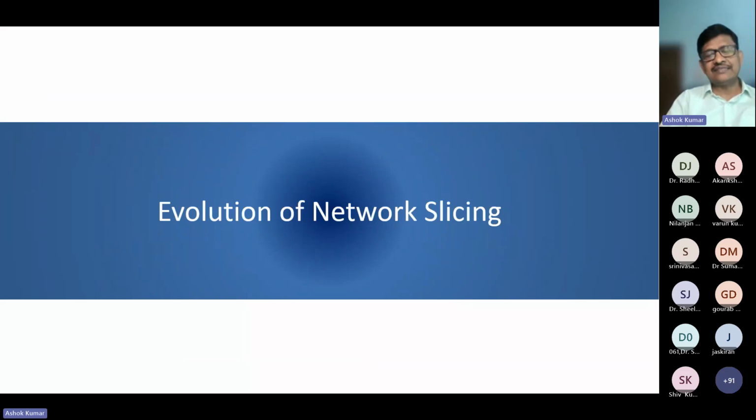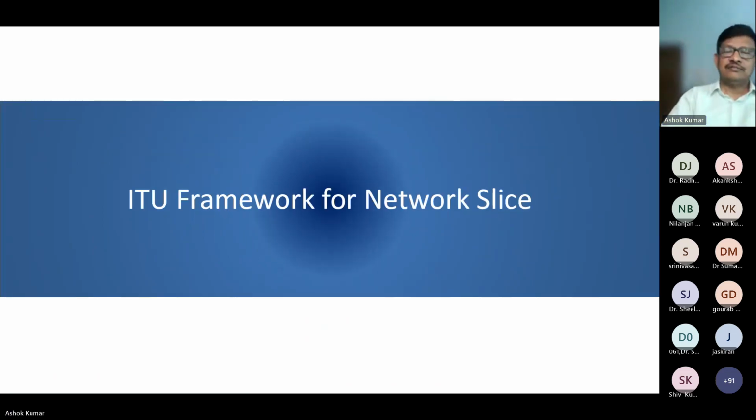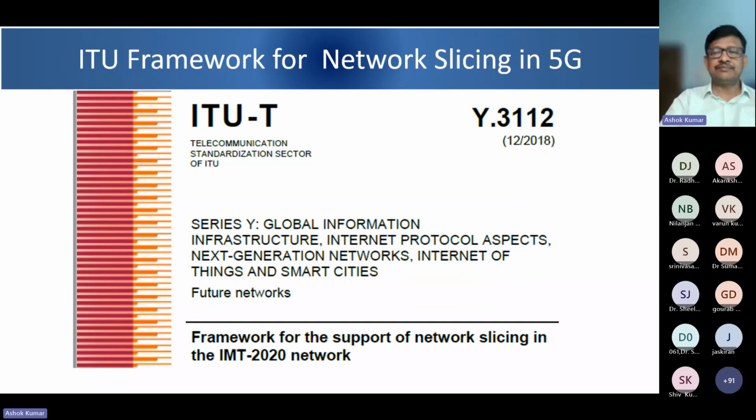Okay, so how has network slicing evolved? Let's go back to how we started talking about network slicing for 5G and how it evolved. First of all, we'll see the ITU framework for network slicing, and how the ITU conceived the network slicing concept. This is the document, released in December 2018, and it is Y.3112. I would request all of you to download and go through it. It's a small and readable document.